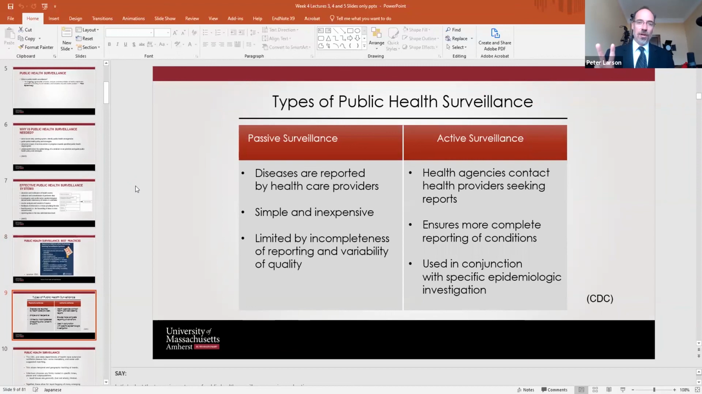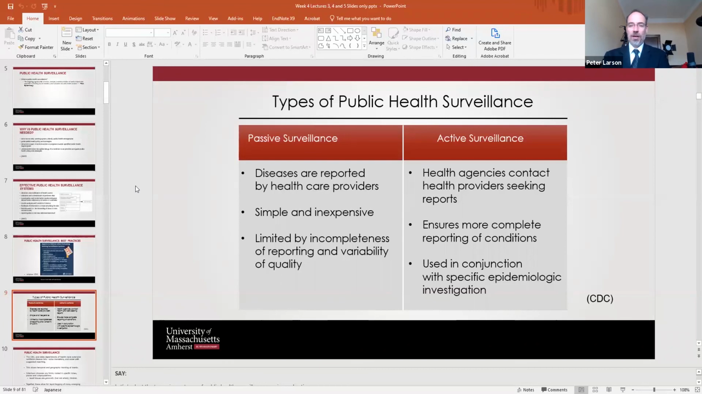So there's two types of public health surveillance. First is passive surveillance, where diseases are reported by healthcare providers. So cases come to the hospital, they're sick, they're tested, and the hospital or clinic or whatever reports the presence of a case to whoever they're required to. The limitations of this are that it requires that cases come to a facility. So you're going to miss a lot of cases that don't come to the facility, or seek healthcare elsewhere.